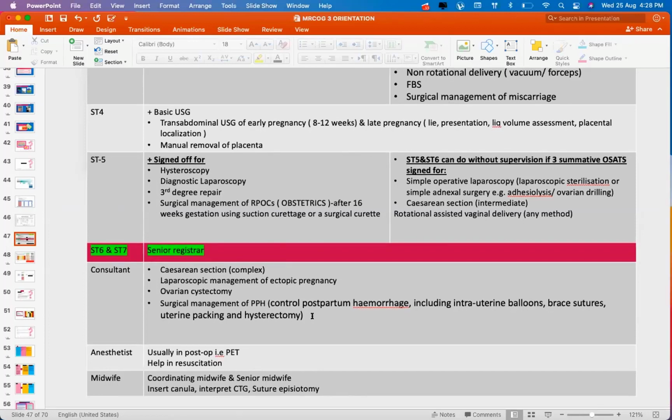Although as I'm working in the NHS, we usually do it. I'm working at the level of ST4-5, so I can place the balloon and the brace sutures as well. But actually, this is the job of the consultant to do that. But the consultant is always there to supervise me.